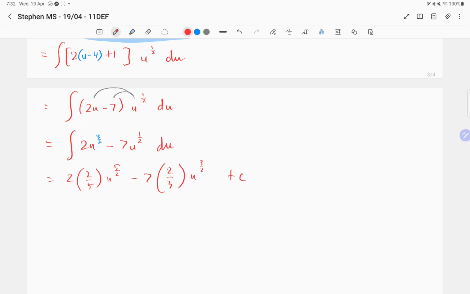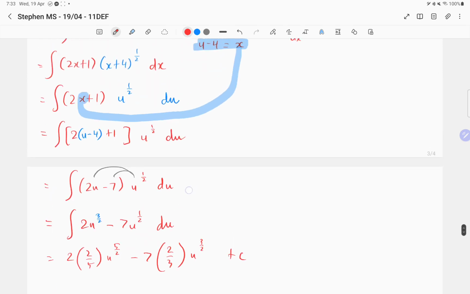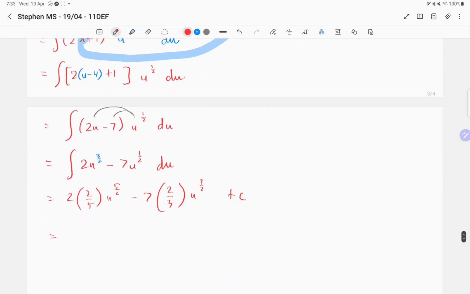And then substitute what u is, x plus 4. So that would be 4 over 5, x plus 4 to the power 5 over 2, minus 14 over 3, x plus 4 to the power 3 over 2, plus c. And that's it. Alright, cool.